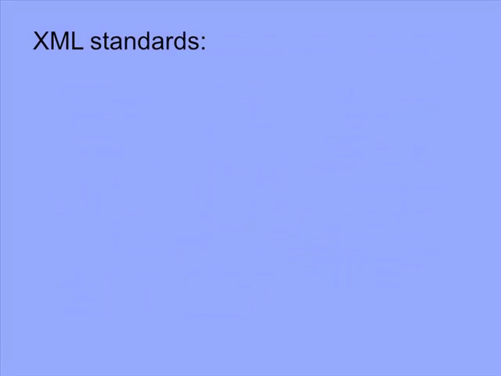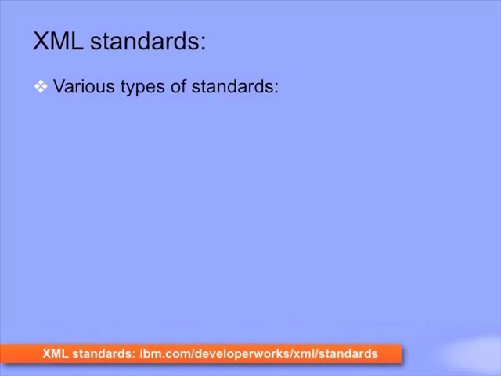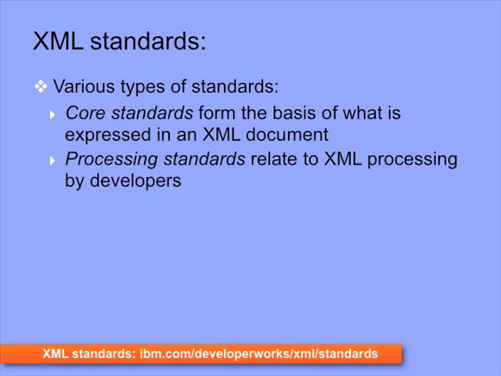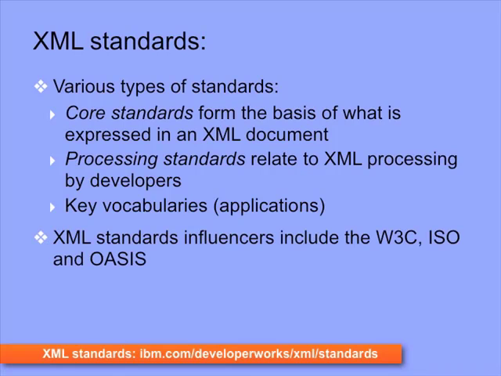Various types of XML standards have been established by key organizations such as OASIS. Core standards such as XPath and XML schema form the basis of what is expressed in an XML document. Processing standards, such as XForms and the simple API for XML, relate to XML processing by developers. Key vocabularies, also known as applications, are languages based on XML. Well-known vocabularies include XQuery and Atom.